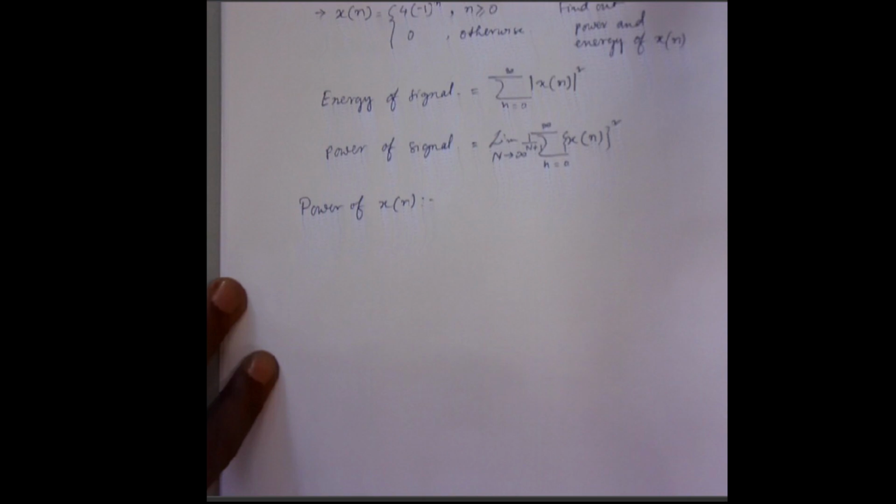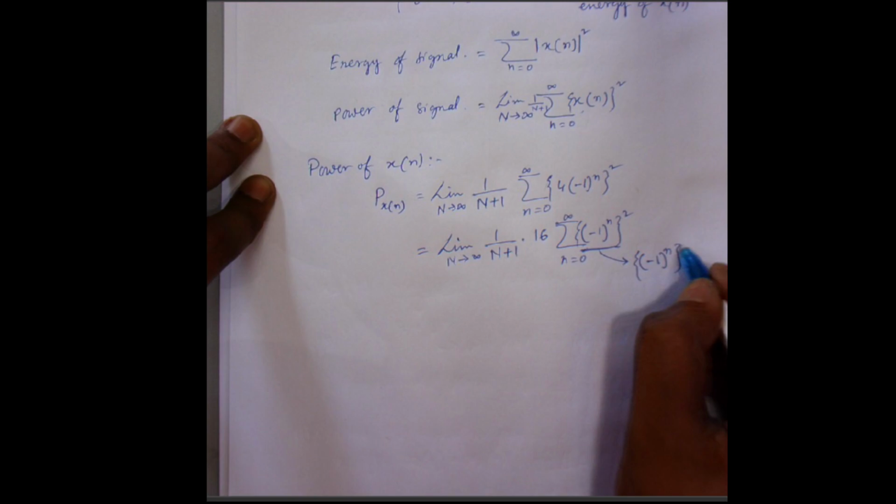Limit n tends to infinity 1 by n plus 1, 4 square, that is 16. 16 will be out of this summation, n equal to 0 to infinity, minus 1 square, simply. So now this part I can write as minus 1 to the power square. I can change the power notation, the meaning will be the same.